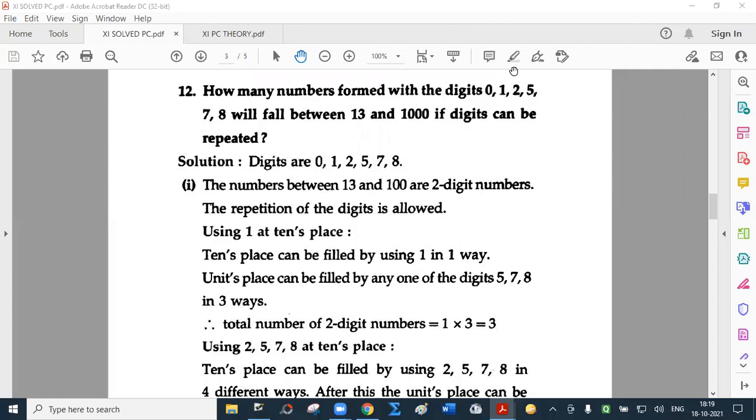Sum number 12. Just listen to me carefully, but please do write the solution after the lecture. This is how you have to write the explanation. How many numbers formed with digits 0, 1, 2, 5, 7, 8 will fall between 13 and 1000 if digits can be repeated? Now degree of difficulty is increased because one of the given digits is 0. So digits are 0, 1, 2, 5, 7, 8. The numbers between 13 and 100 are 2-digit numbers, right?